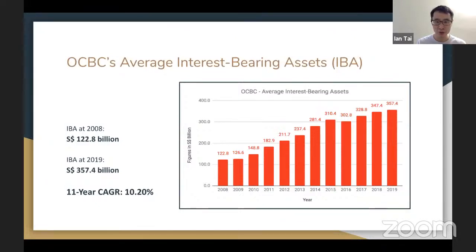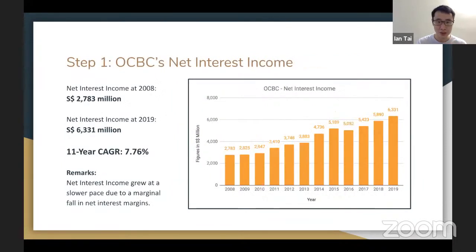And the compound annual growth rate is 10.2%. Okay, so now here's a question. Now you may ask me this. So Ian, here it grows 10.2%. All right, net interest income grows at 7.8%. How come the net interest income grows a bit slower? Well, the answer is this, okay?